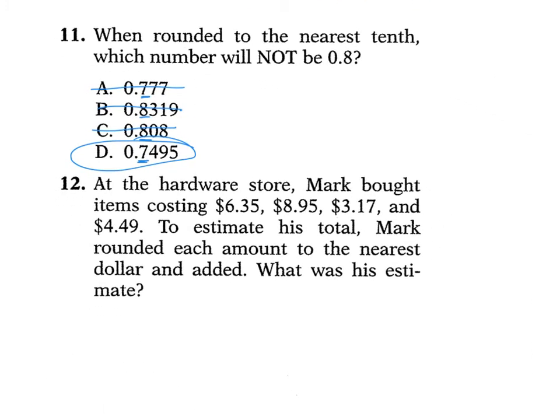12. At the hardware store, Mark bought items costing $6.35, $8.95, $3.17, and $4.49. To estimate his total, Mark rounded each amount to the nearest dollar and added. What is his estimate? So, rounding to the nearest dollar, this would be $6, this would be $9, this would be $3, and this one would be $4.